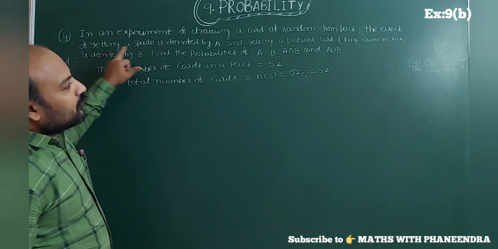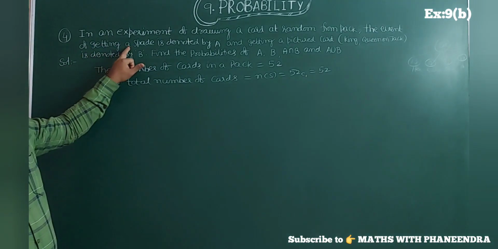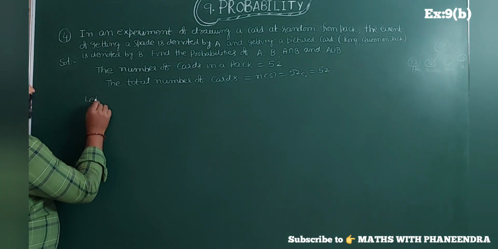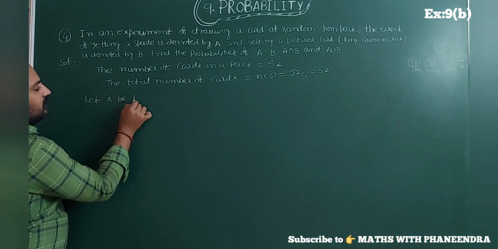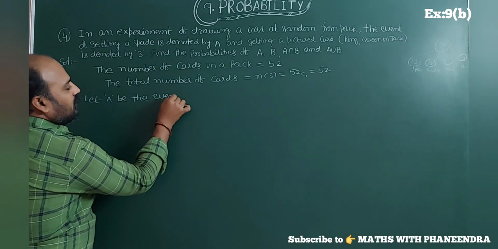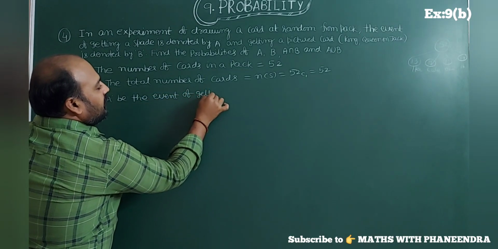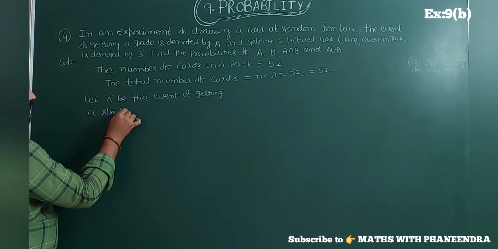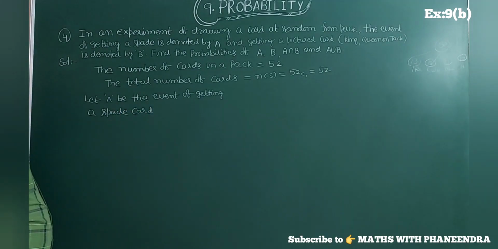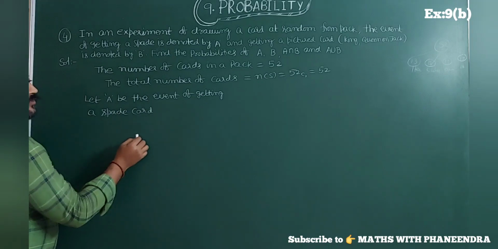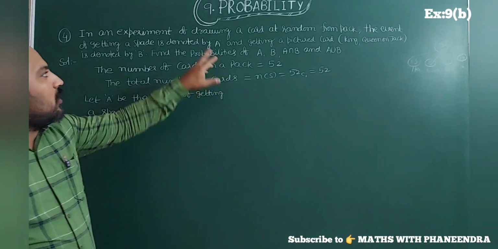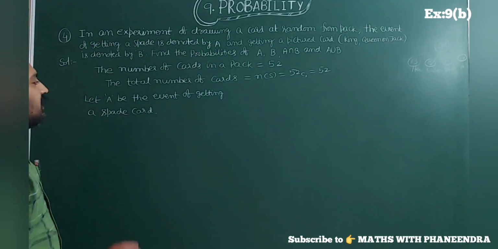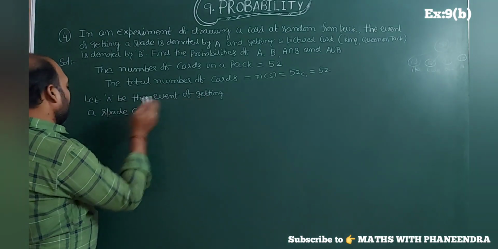Next, the event of getting a spade is denoted by A, capital A. So let A be the event of getting a spade card. Then one card we have to draw anyway. So how many spade cards are there? We already discussed that 13 spade cards are there. So let A be the event of getting a spade card.